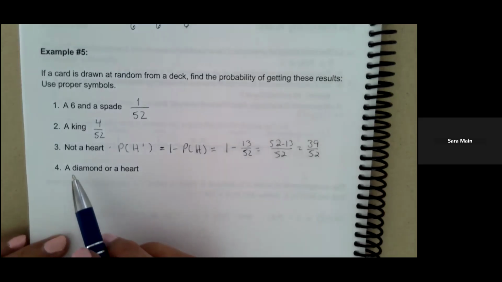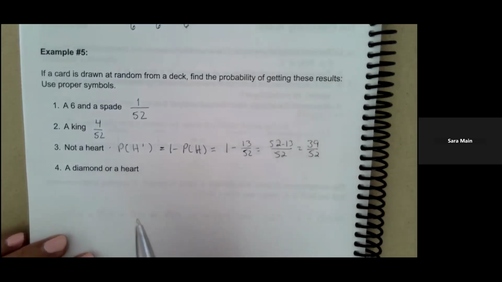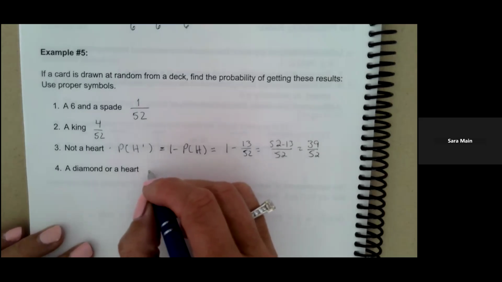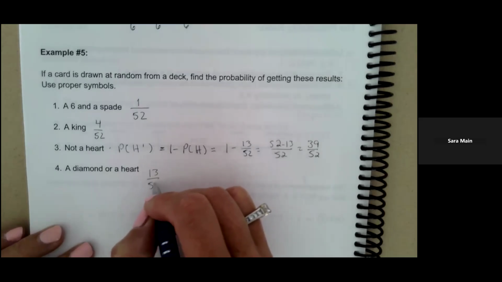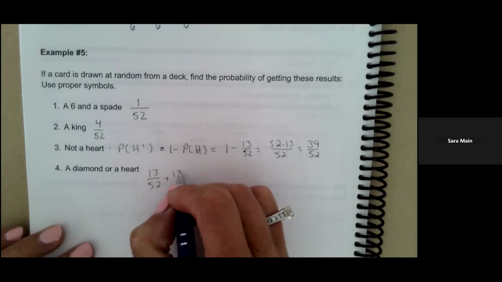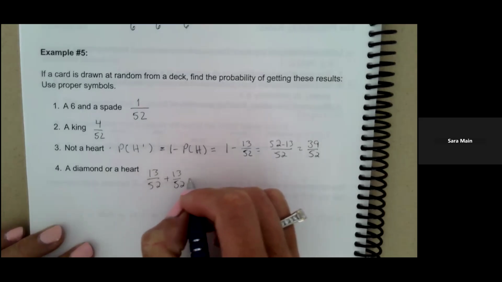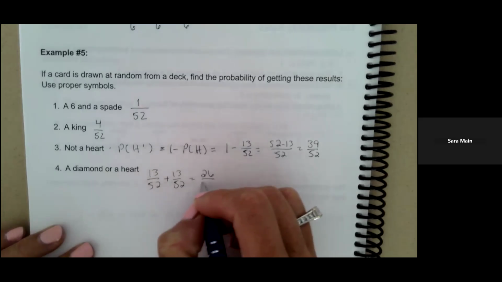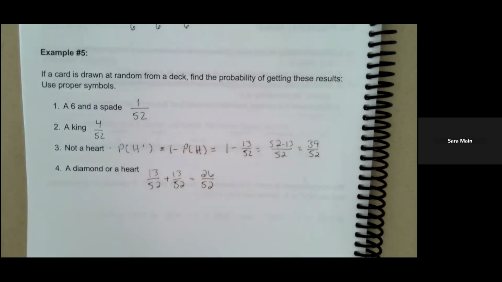And what is the probability of a diamond or a heart? So that would be 13 out of 52 plus 13 out of 52. So that would leave 26 out of 52.